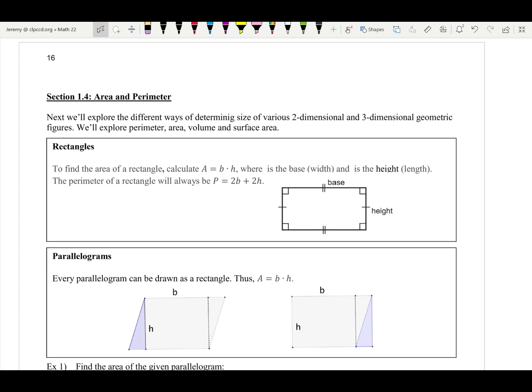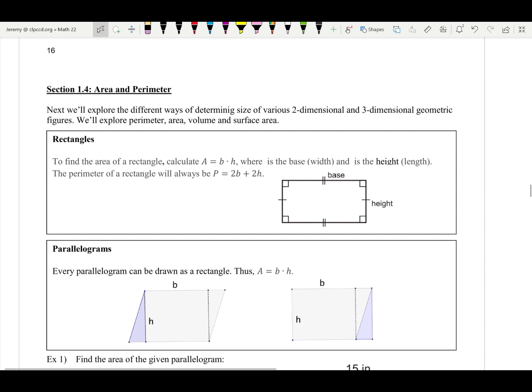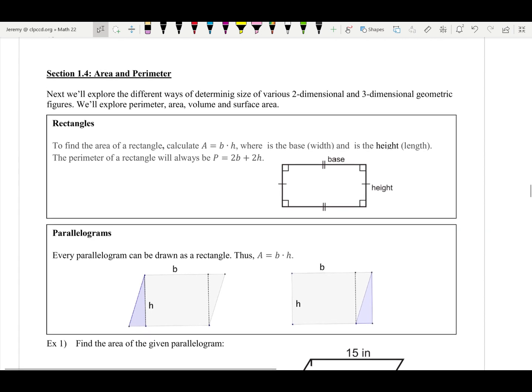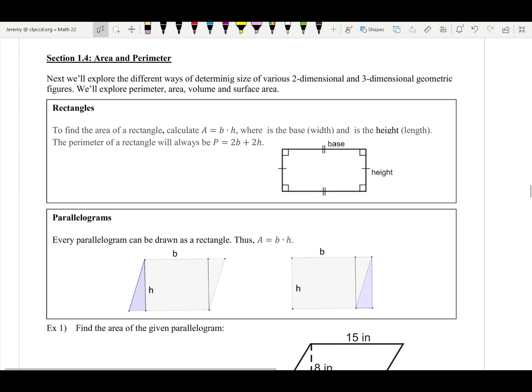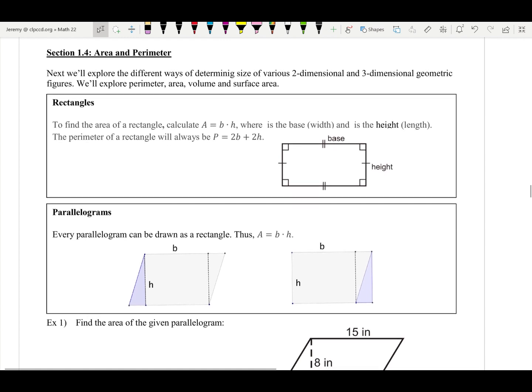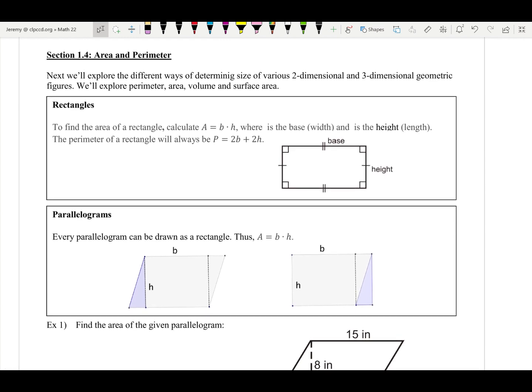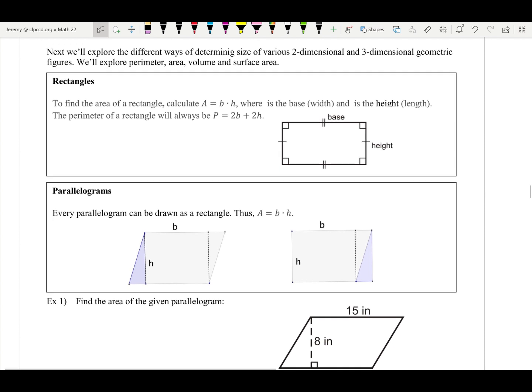Section 1.4, Area and Perimeter. We'll see a lot of formulas in this section that I imagine you've seen before, so I might go kind of quickly through this one. But we'll be looking at two-dimensional and some three-dimensional geometric figures, and we'll talk about perimeter, area, volume, surface area.